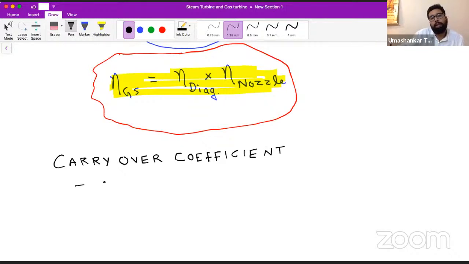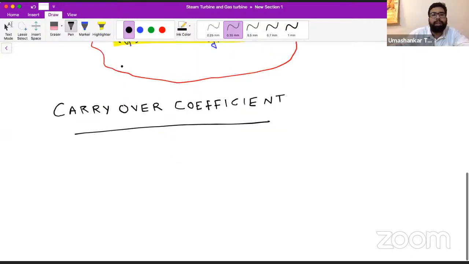Okay. So we are going to derive the expression for carryover coefficient. So what does carryover coefficient mean? It comes into play when you do the staging. Okay, when you do the staging.